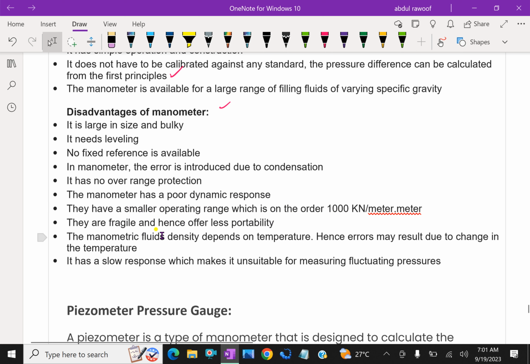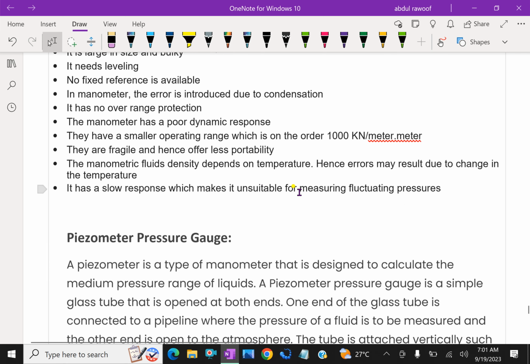They are fragile and hence offer less portability because there are glass tubes. The manometer fluid density depends on temperature. Hence, errors may result due to change in the temperature. It has slow response, which makes it unsuitable for measuring fluctuating pressures, because quickly you cannot get the difference in pressure in a fluctuating medium.